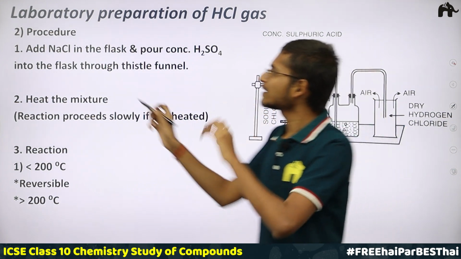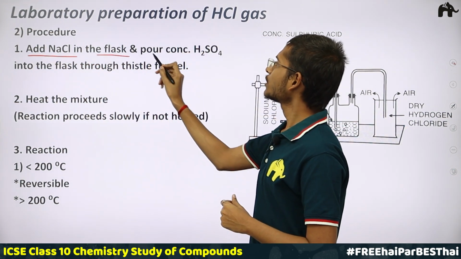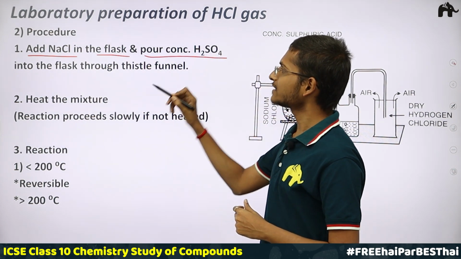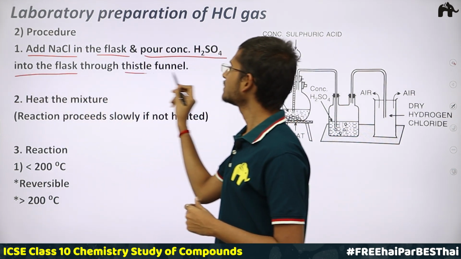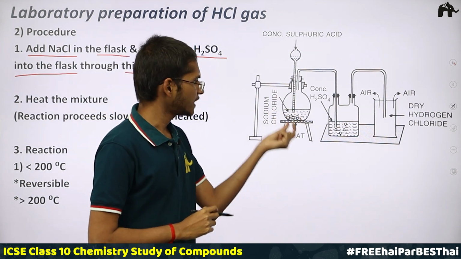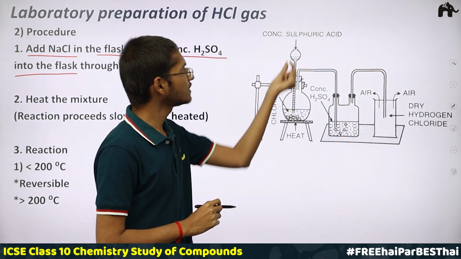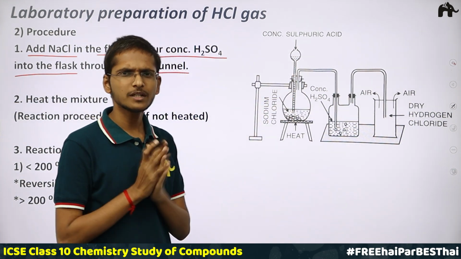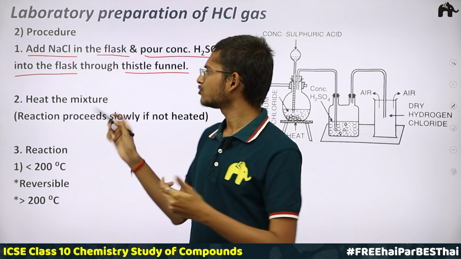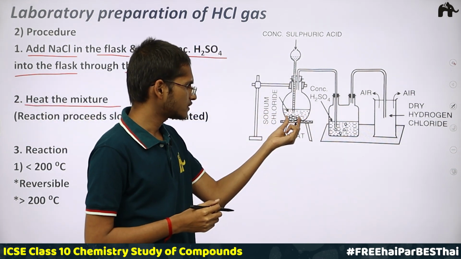So first we are going to take NaCl in the flask, and then we are going to pour concentrated sulfuric acid into the flask through the thistle funnel. So see here, you can see in this flask I have taken NaCl, and then I'm pouring the concentrated sulfuric acid through this thistle funnel. Clear? Very simple. And then what we have to do is simply heat the mixture, this mixture which is here in this flask.